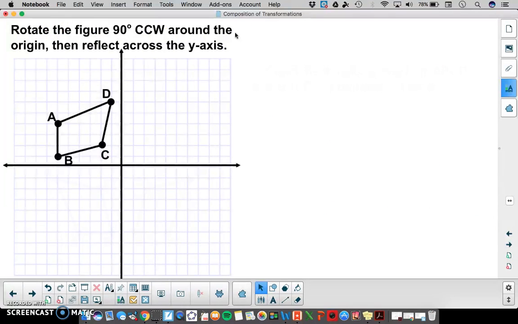In this next problem, we're going to rotate this quadrilateral ABCD 90 degrees counterclockwise around the origin, then reflect it across the y-axis. I want you to go ahead and try this composition of transformations now.